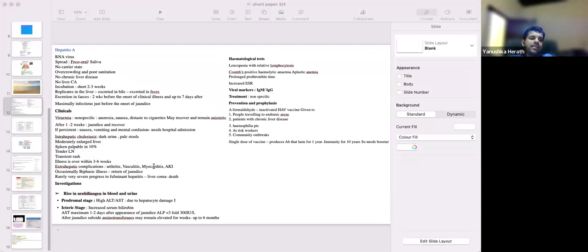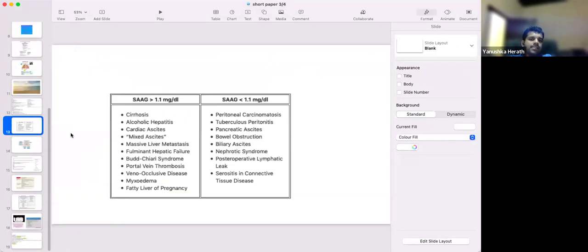So if you take regarding SITs, shifting dullness, they have not given any question on that. Shifting dullness is suggestive of ascites. High aldosterone is recognized.